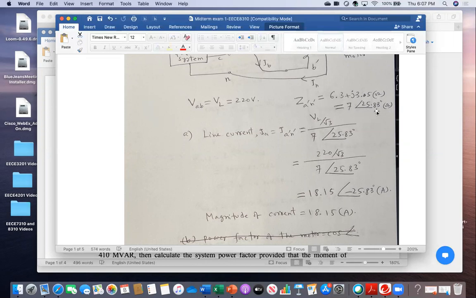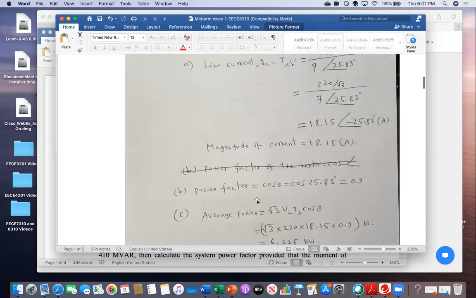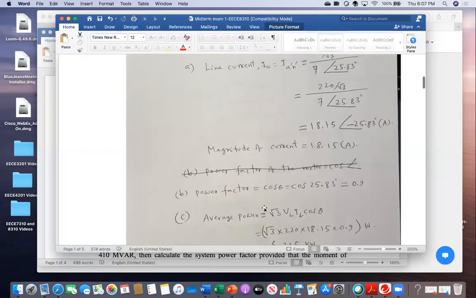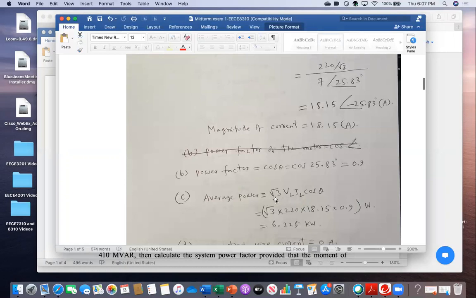This is the power factor angle, 25.83 degrees. So you just take the cosine. Cosine of that angle is approximately 0.9. And then it asks for the three-phase average power consumed by the motor. Definitely that is active power, or real power, root 3 VL IL cosine theta. So plug in those numbers.